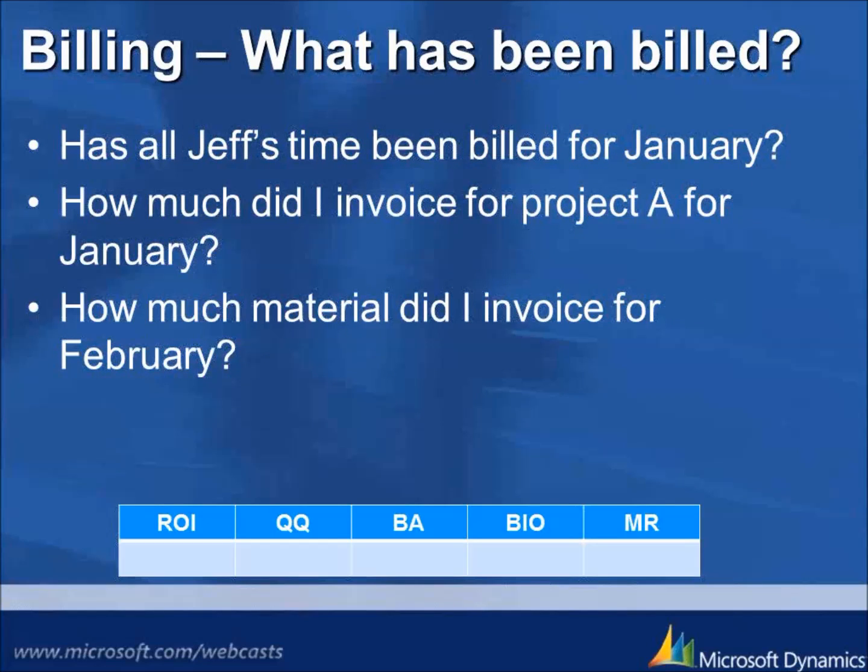Next one is around billing. What has been billed? How much of Jeff has been billed for January? How much did I invoice for that project in that month? How much material did I use that month? Well, we kind of go across the board. Again, ROI, probably you're familiar with trying to find these things. With Quick Query, you have some functionality to get to that information as well as BIO. BIO is a nice tool to use for that as well.